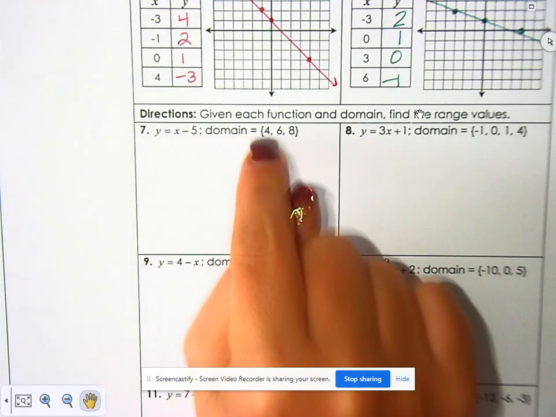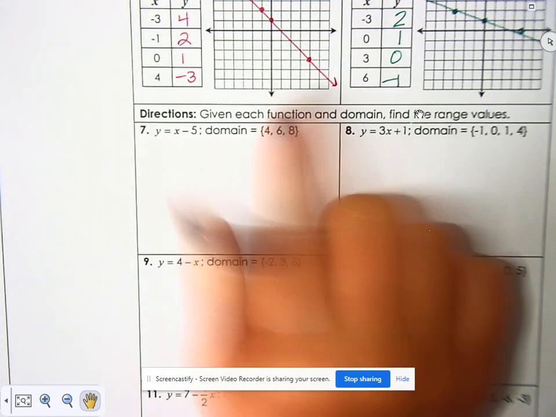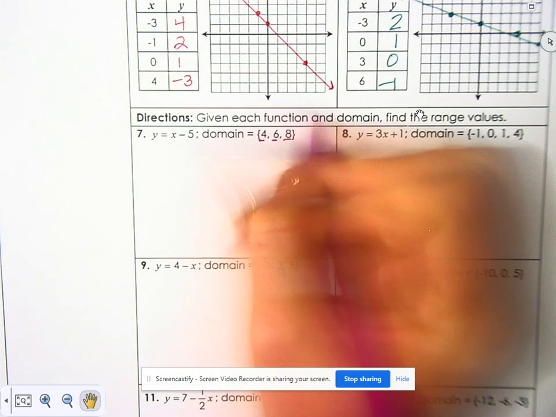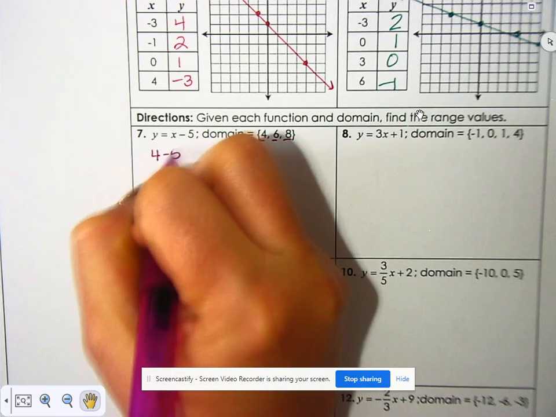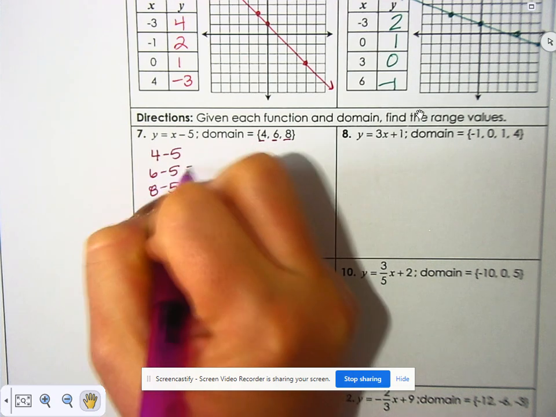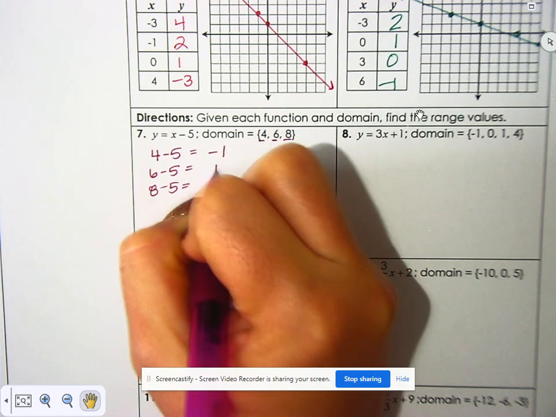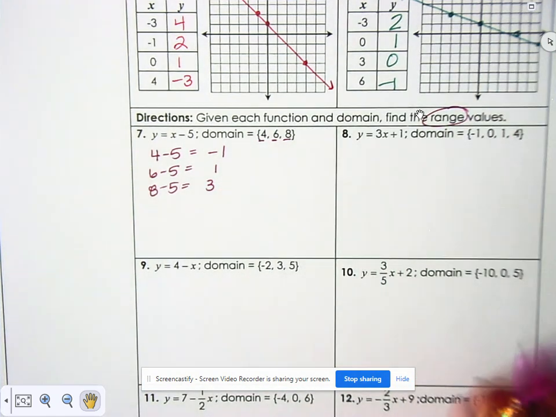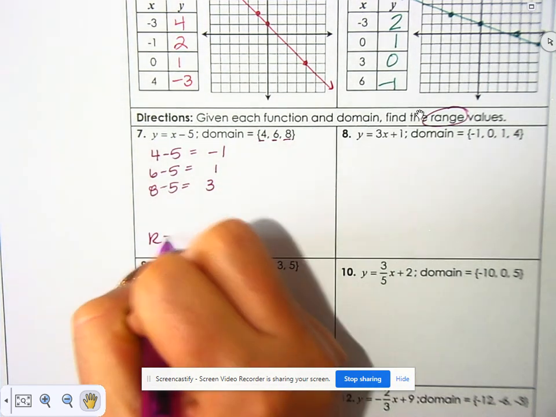Now, the remainder, the next 8 that we have, they still give us the equation. They'll always give you the equation, y'all. And then they gave us the domain, which remember the domain is our x values, and we're simply going to plug them in. So I'm going to plug 4, 6, and 8 in for x. And I'm going to simplify negative 1, 1, and 3. But this time they want me to write the range.